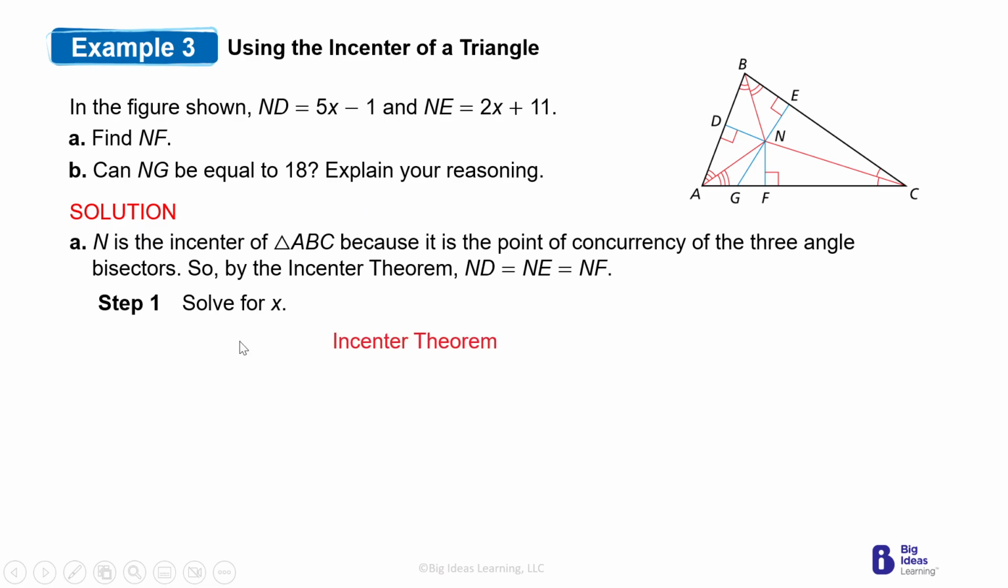So ND equals NE, so 5x minus 1 equals 2x plus 11. I'm going to bring the 2x over here, so 5x minus 2x is going to equal 3x. I'm going to bring the 1 over here, so 11 plus 1 equals 12. 3x equals 12, so I divide by 3, and you get x equals 4.